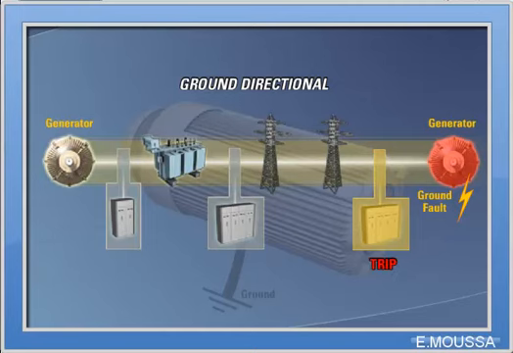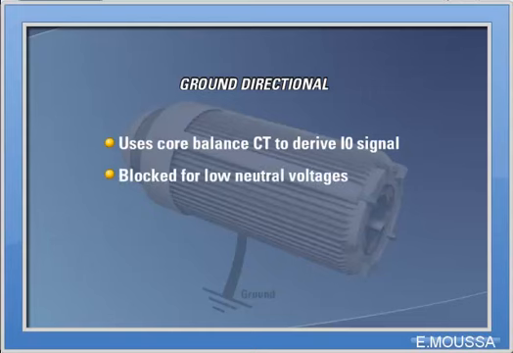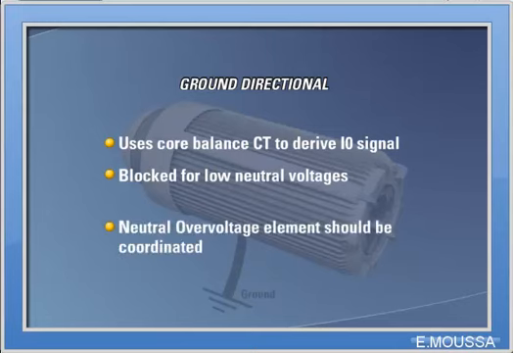This is to ensure that a faulty generator will be tripped before other protection elements trip the healthy generators operating in parallel. This element must use a core balance CT to derive the I0 signal. Polarity is critical in this element. The protection element is blocked for low neutral voltages. If the ground directional element is enabled, the neutral overvoltage element should be coordinated with it. In cases of parallel generator grounds through the same point with individual ground switches, it is recommended to use a ground switch status function to prevent maloperation of the element.